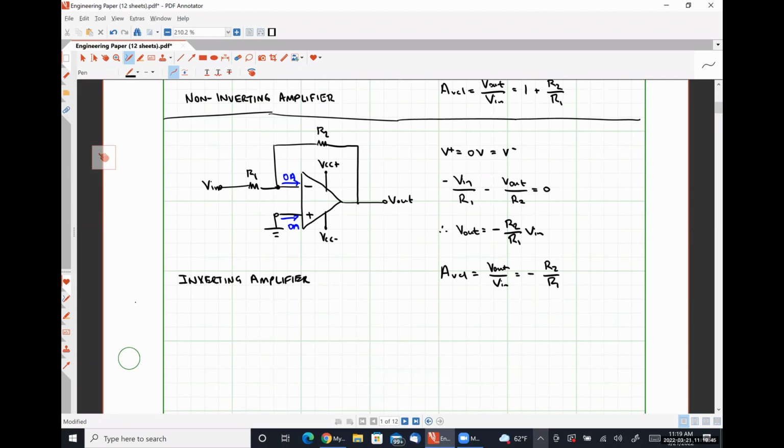Like a negative unity gain buffer? Well, yes. If R2 is equal to R1, the gain would be exactly negative 1. But it doesn't.